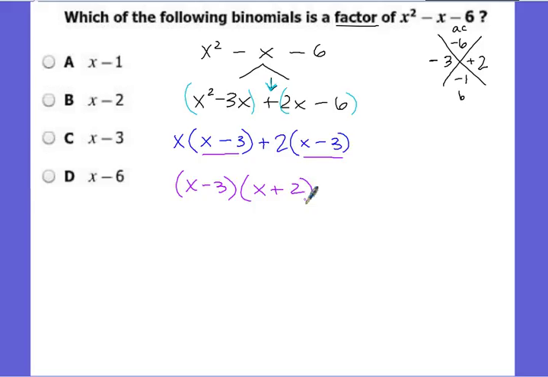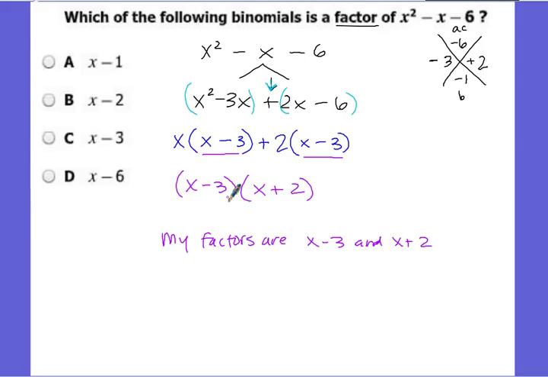Now the question says, which of the following binomials is a factor of x squared minus x minus 6? Now, all of my answers aren't in parentheses, but that's because we're just talking about one of them individually. The only reason we need parentheses here is to show that we're multiplying these 2 parts. But if I'm just talking about my factors, I would say something like my factors are x minus 3 and x plus 2. I don't need parentheses around those to say that they're factors. I need parentheses around those to show that they're multiplying, but not to talk about them as factors.